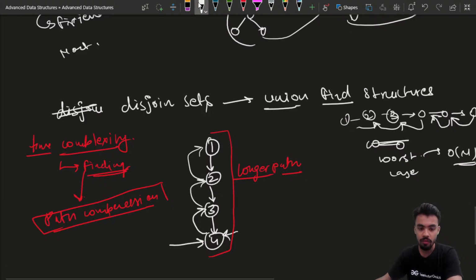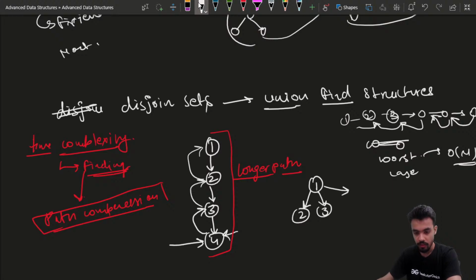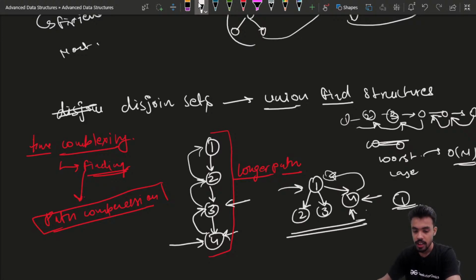But now suppose we have connected the edges something like this, 1 is connected to 2, and again 1 is connected to 3, and again 1 is connected to 4. Instead of connecting the graph like the earlier way, if we have connected it like that, then we can find it in a single operation. Like what would be the parent of 4? You will be finding the parent of 4, that is 1, and yes, 1 is the ultimate parent. So this would be a better approach.